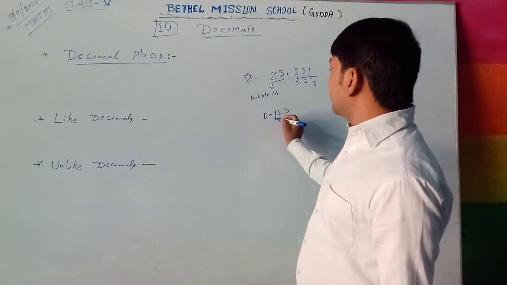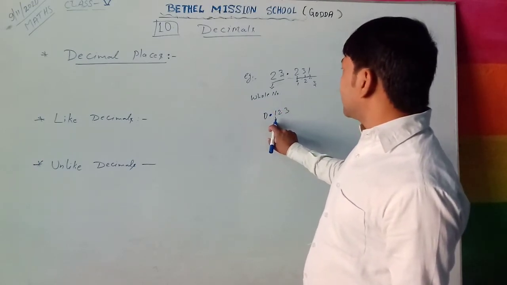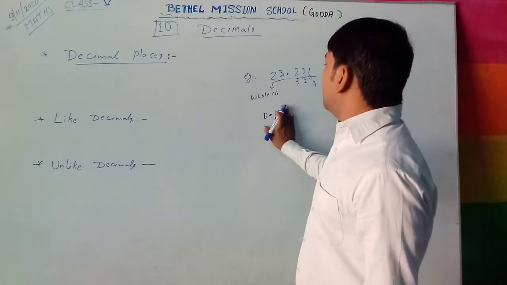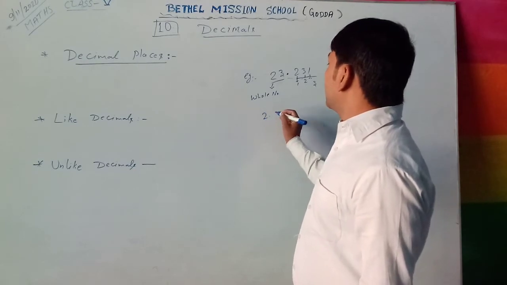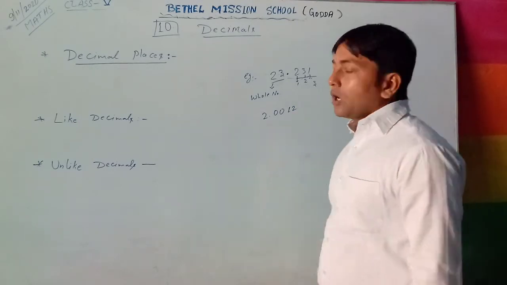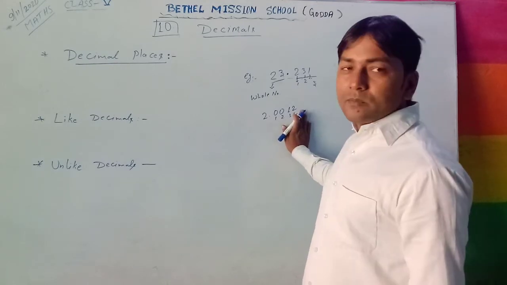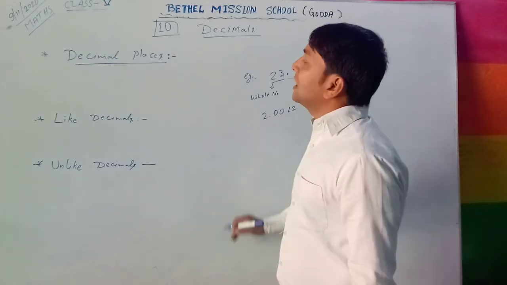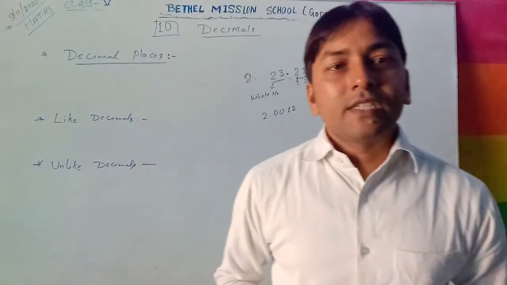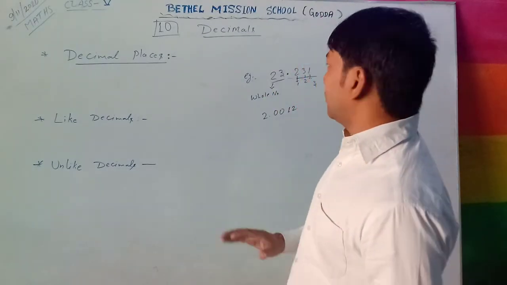We always start from the digit nearest to the decimal. This is the first place, that is the second, and that is the third. Okay. Another example, suppose 2.001 or 2. So how many decimal places? 1, 2, 3, 4. 4 decimal places. It means the number of digits written in the decimal part is called decimal places.